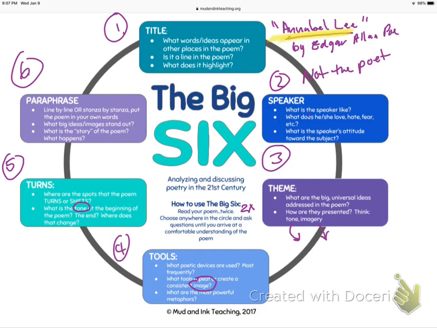The initial meaning may not just automatically jump out at you.